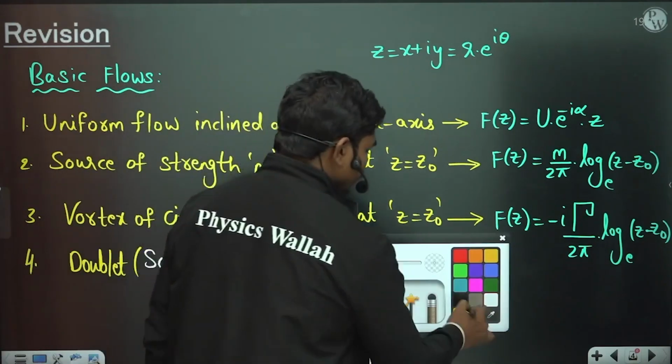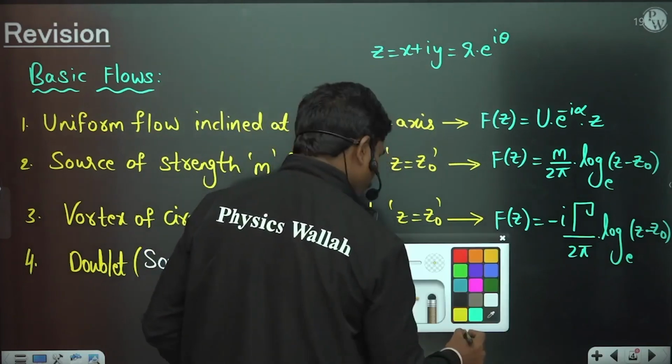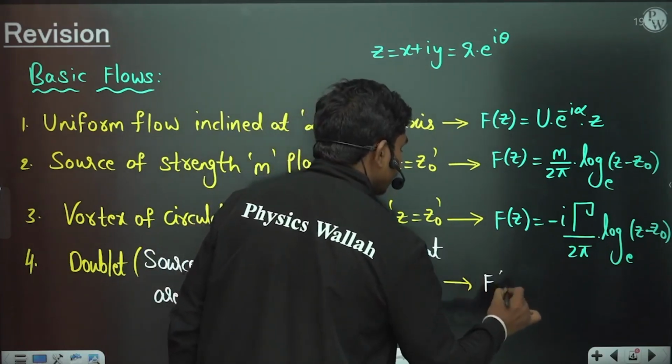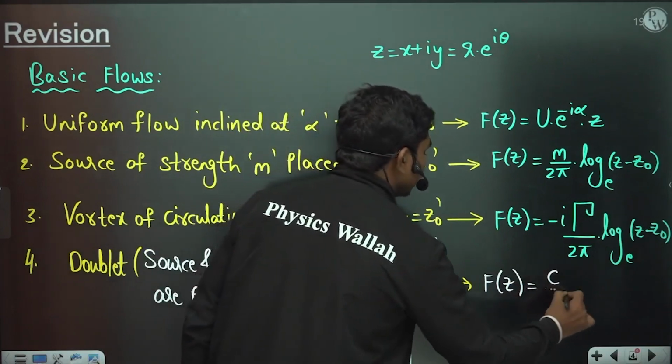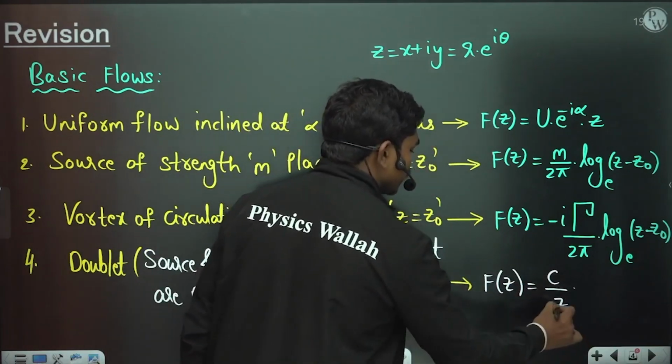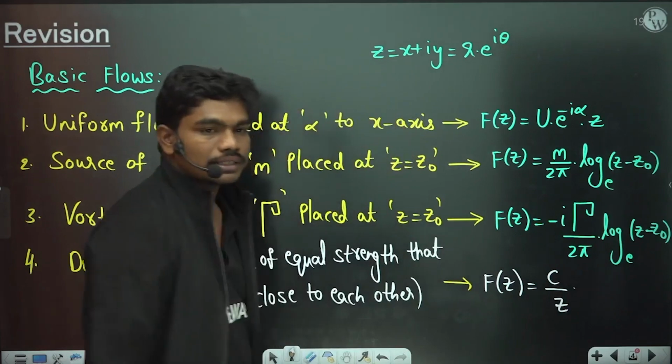So in that case we have seen the complex potential function f of z is equal to c by z, where c is some constant. Okay, c is some constant, so c by z. Okay, so this is what we have.